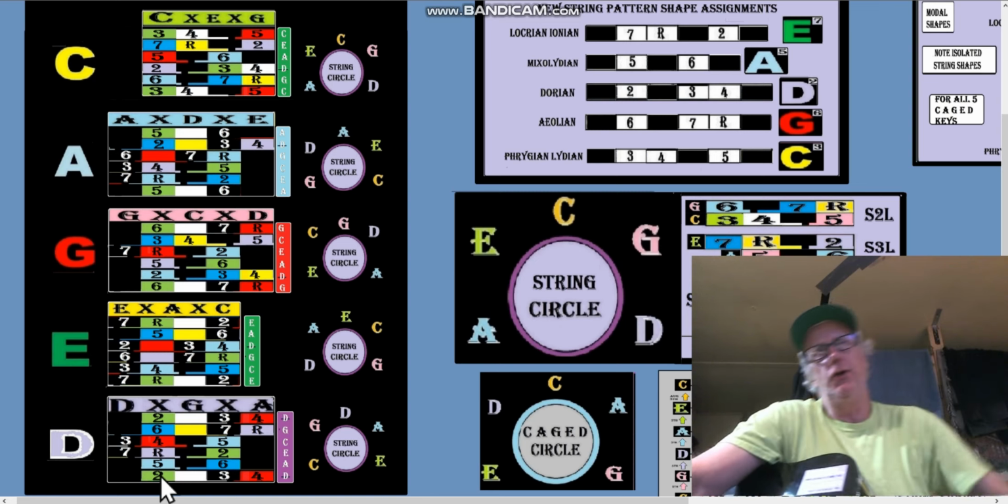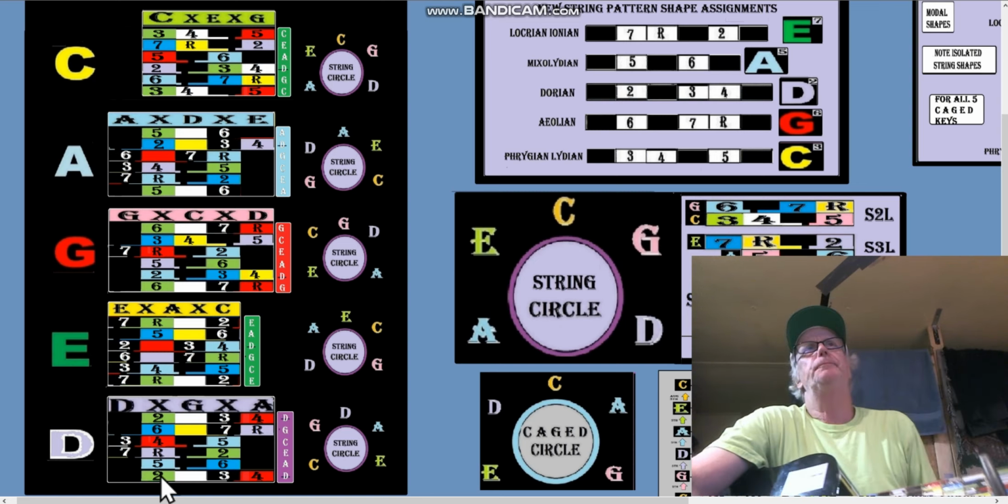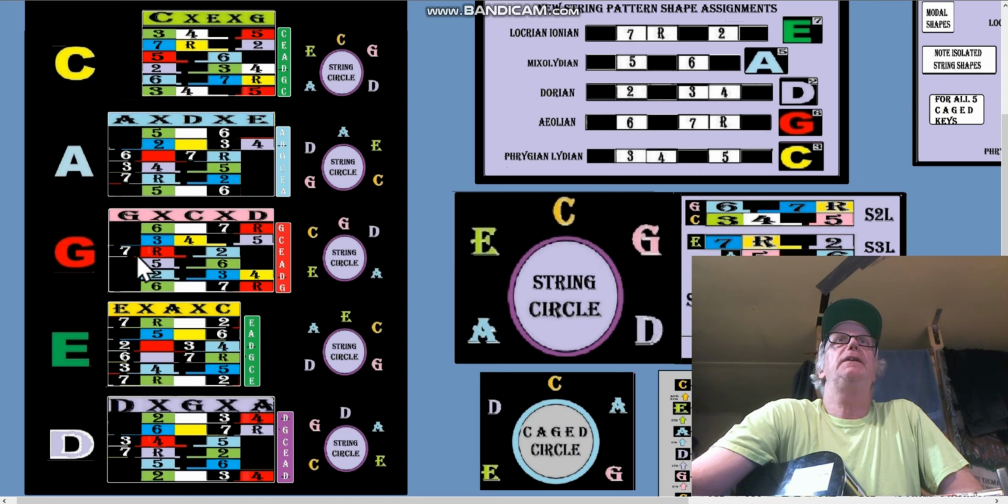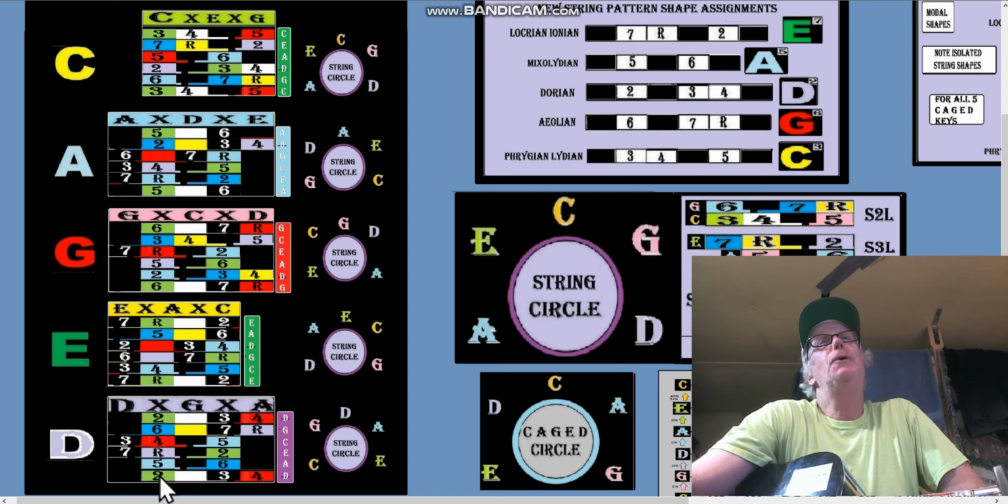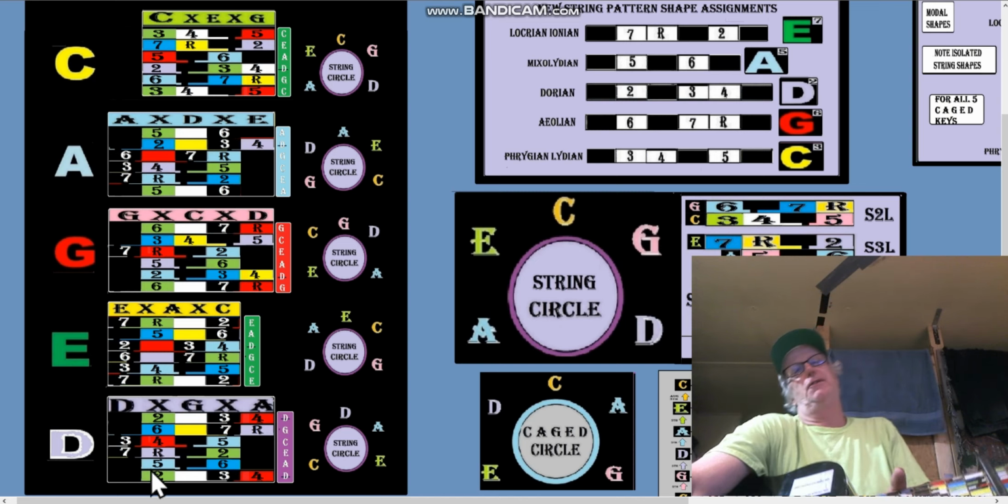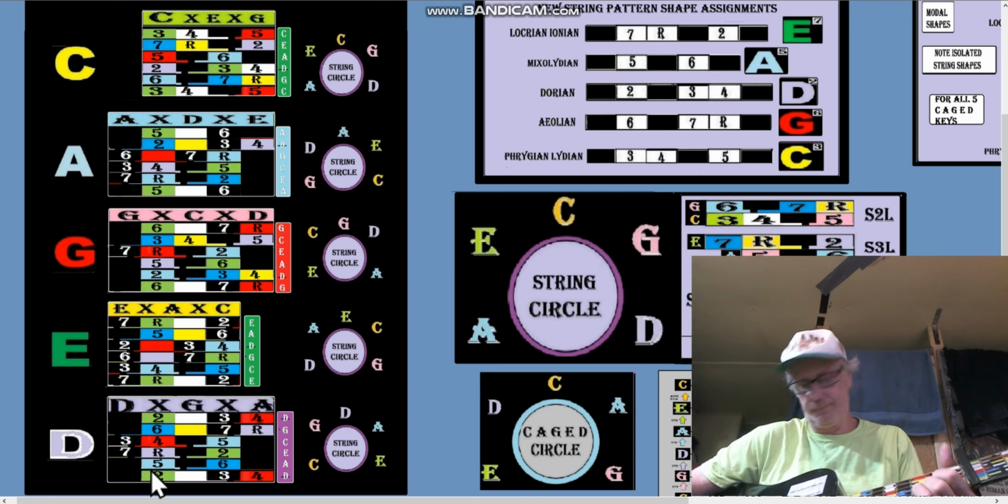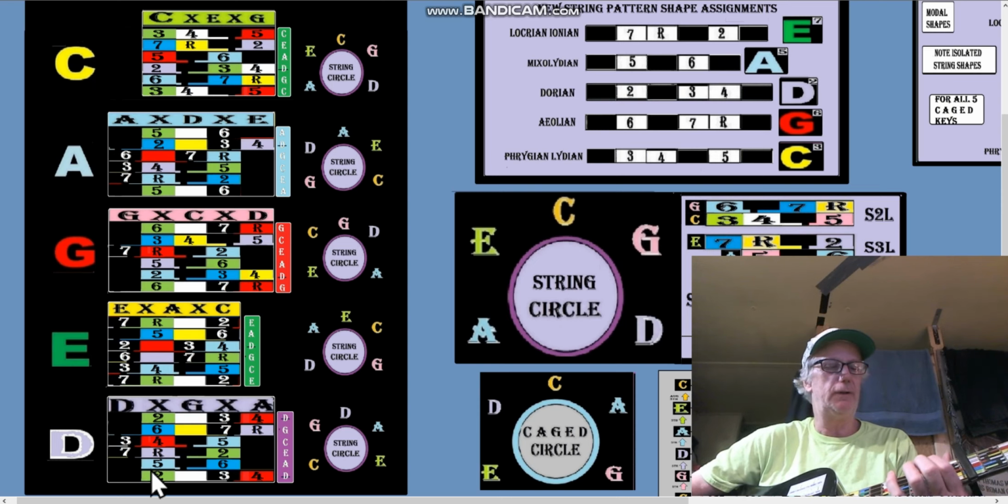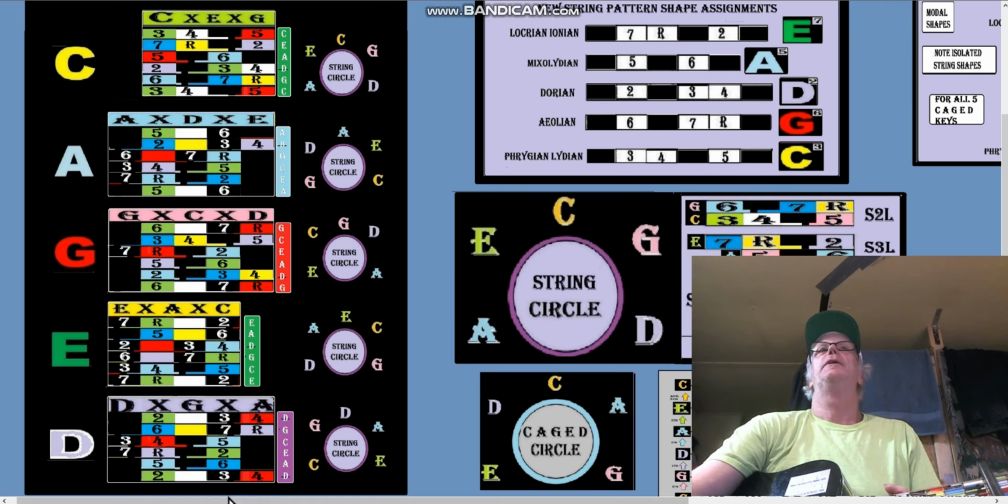Okay, so the E takes on the 3rd of C. The E would be the 5th of A. The E would be the 6th of G. The low E would be the root of E. And the low E would be the 2nd of D. Second, 2, 3, 4. All right, 2, 3, 4 down there.